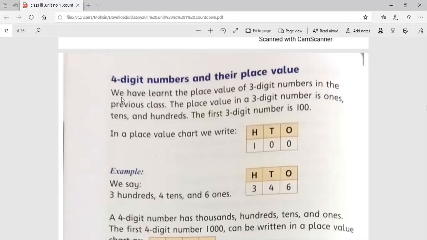Now look at the book. I'm going to read it. We have learned the place value of three-digit numbers in the previous class. The place values in a three-digit number are ones, tens, and hundreds. The first three-digit number is a hundred. In a place value chart, we write it like this: ones, tens, and hundreds. So we have a three-digit number in a hundred.